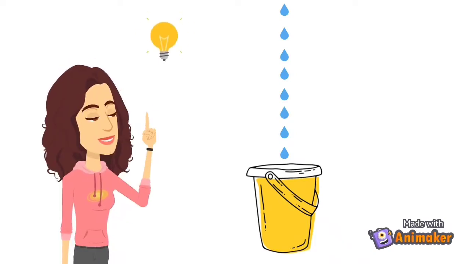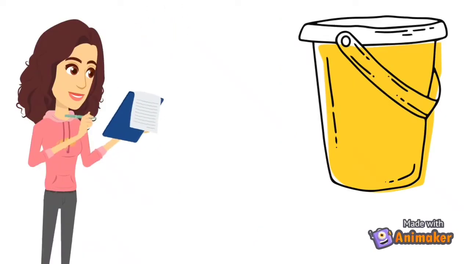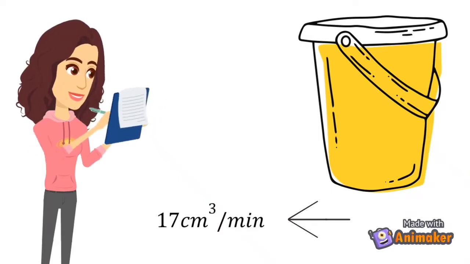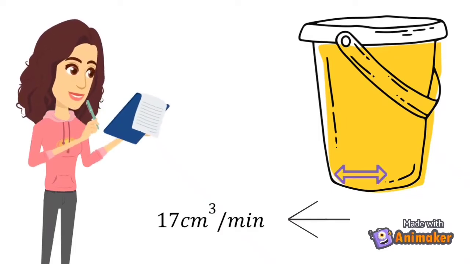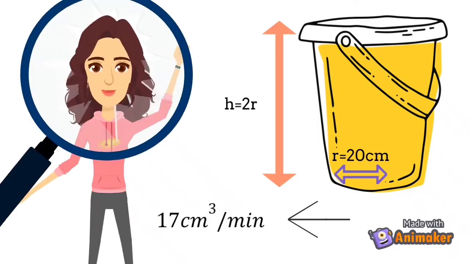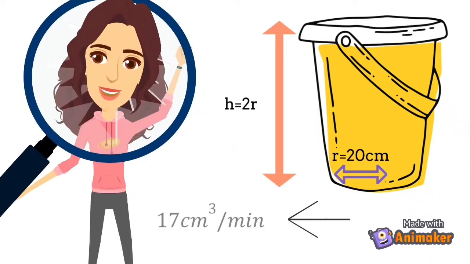Therefore, she got the idea to get rid of her boredom by calculating how fast the water level in the bucket is increasing. She assumes that the rate of the bucket fill is 17 cubic centimeters per minute, with the radius of the bucket being 20 centimeters and the height being twice the radius. There, she started her investigation to put herself out of boredom.